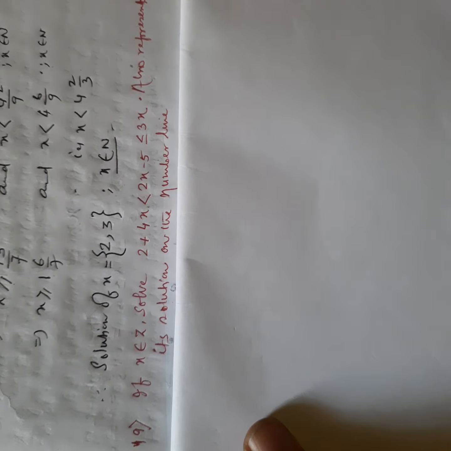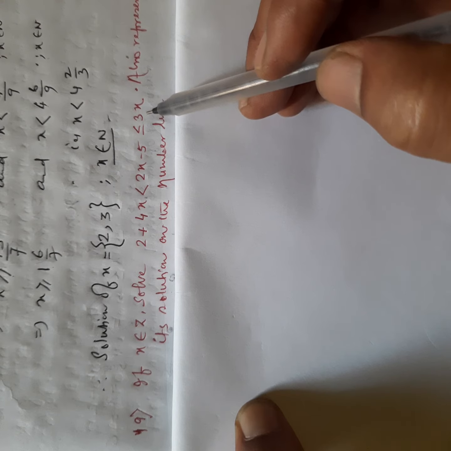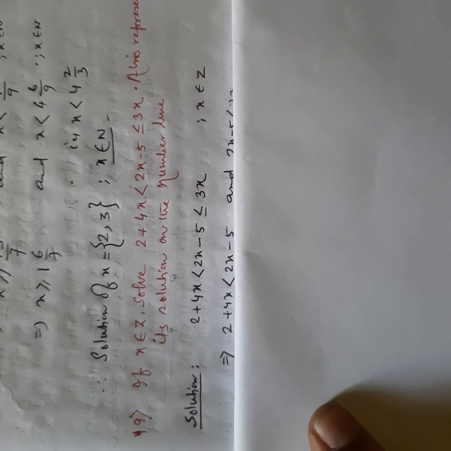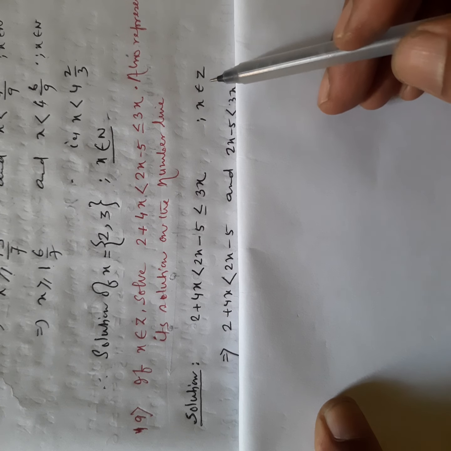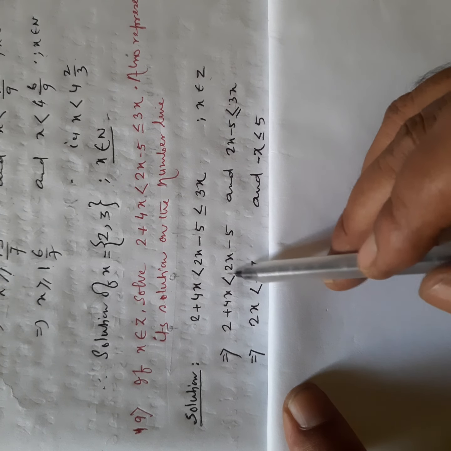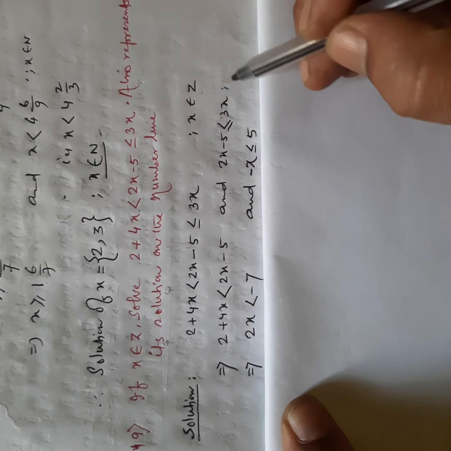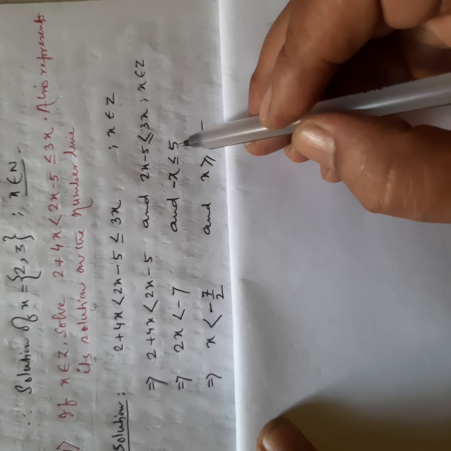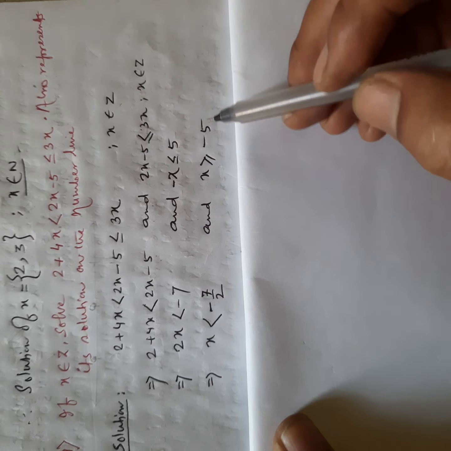Next. If x belongs to capital Z, solve 2 + 4x < 2x − 5 ≤ 3x. Also represent its solution on the number line. Solution: 2 + 4x < 2x − 5 ≤ 3x such that x belongs to Z. This implies that 2 + 4x < 2x − 5 and 2x − 5 ≤ 3x. This implies that 2x < −7 and −x ≤ 5. This implies that x < −7/2 and x ≥ −5.